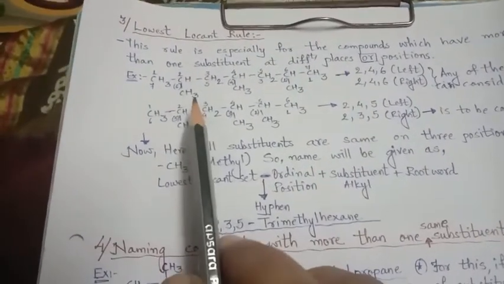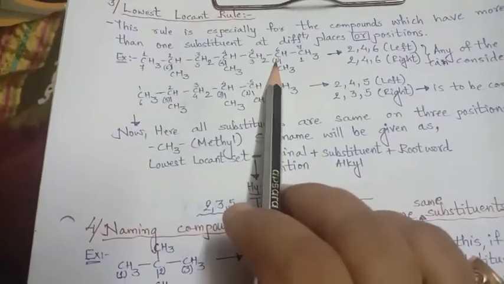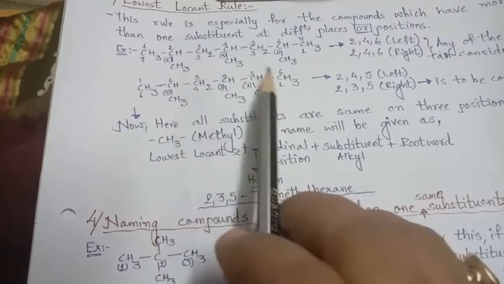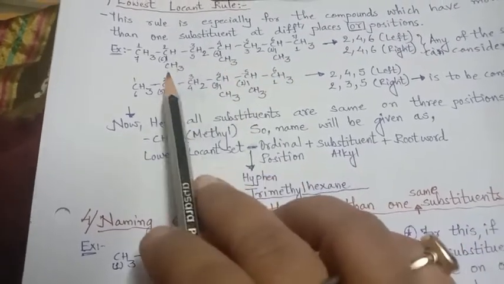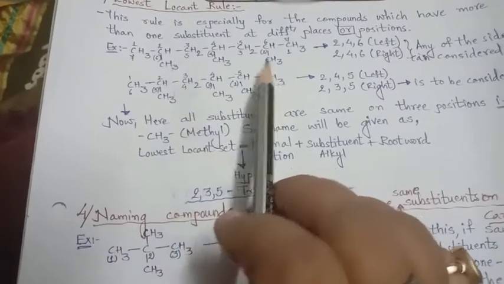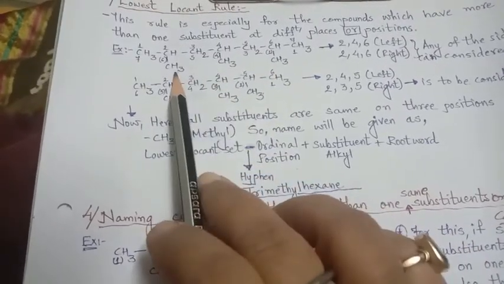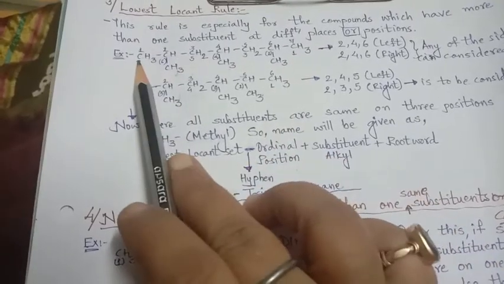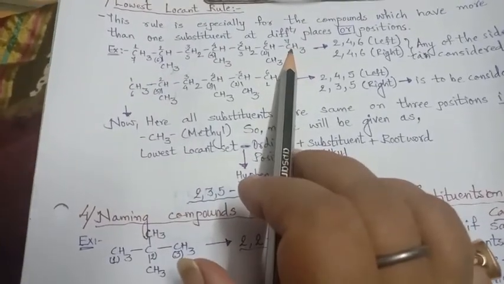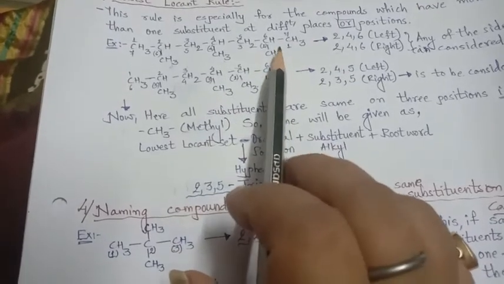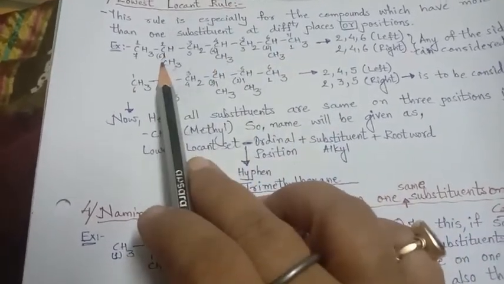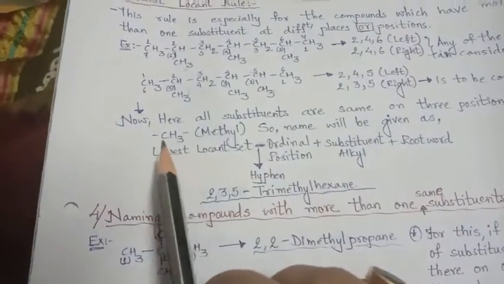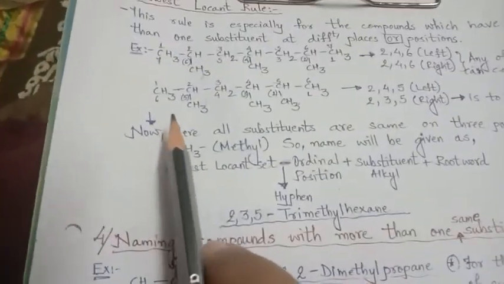So if we want to give the name to this compound, there is an attachment here and here, and all three attachments are the same group, the methyl group. So it will be 2, 4, 6 trimethyl, and the total number of carbons in the longest chain is 7, so heptane. It will be 2, 4, 6, all three methyl groups, so trimethyl heptane. Right? Let us see one more example.